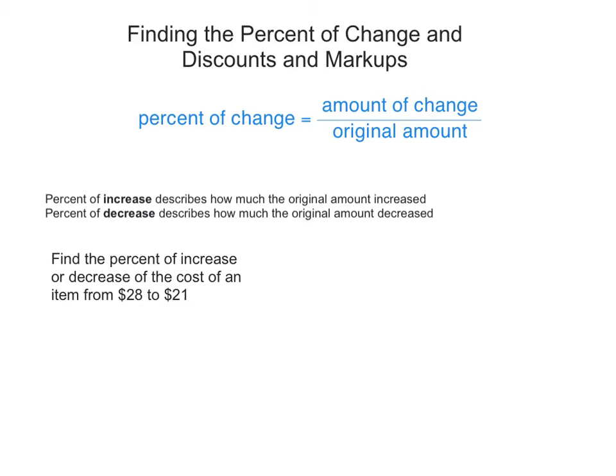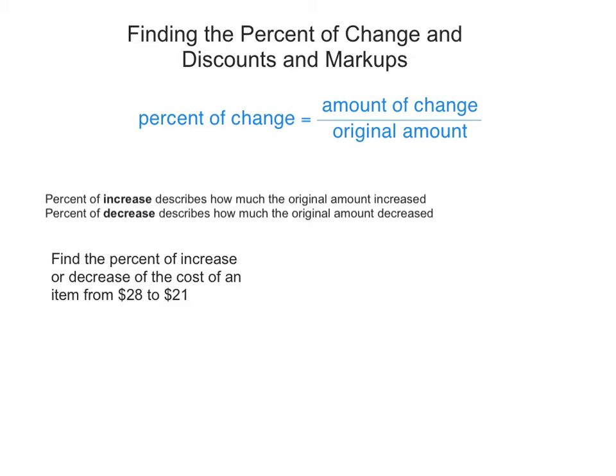To find this, it's a simple formula. It's simply the amount of change, or the difference in the two numbers, over the original amount, which is the number you started with. When you have a percent of increase, that describes how much the original amount increased. And when you have a percent of decrease, that describes how much the original amount decreased.